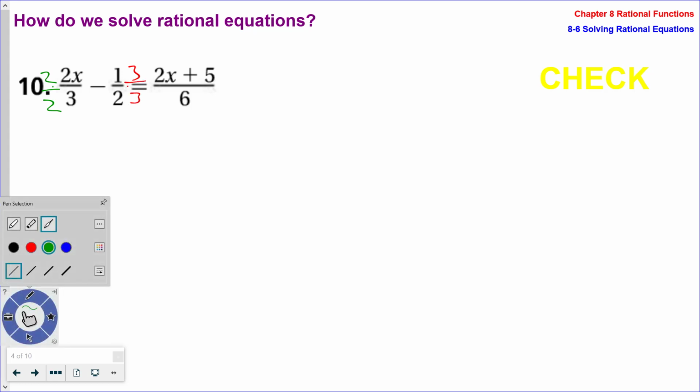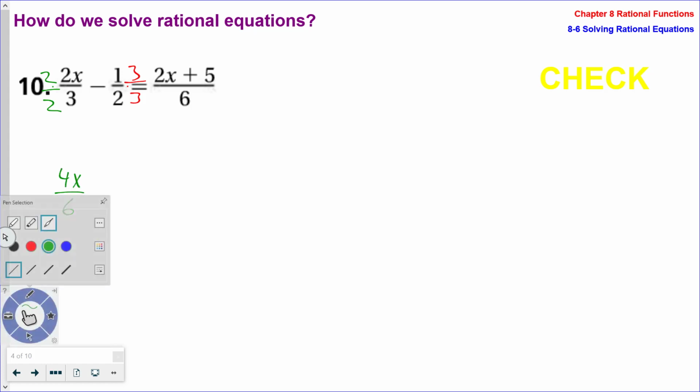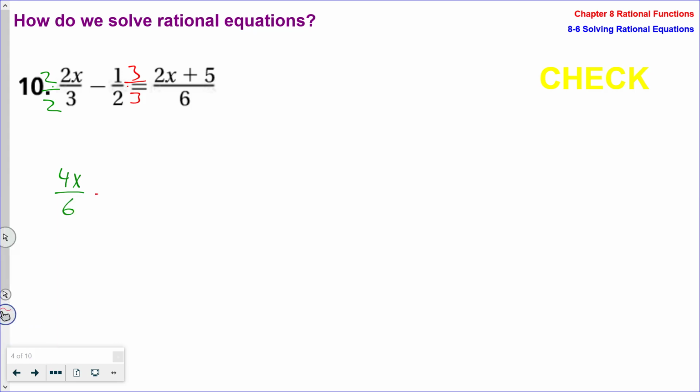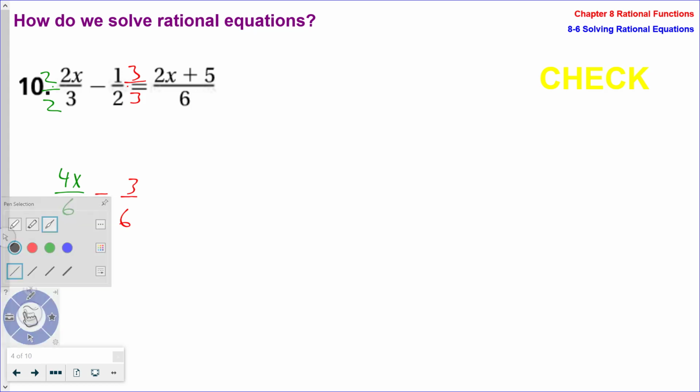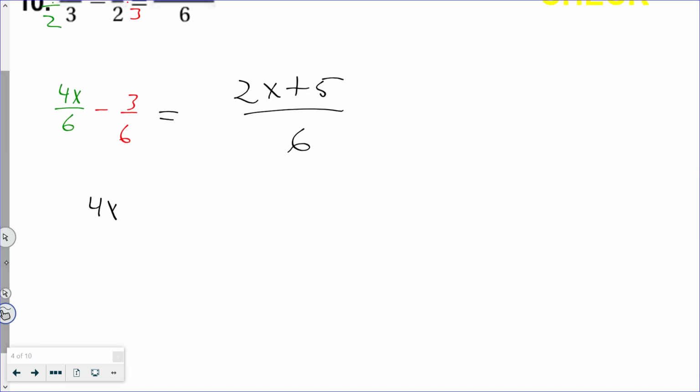So on the left side, the left expression, we get 4x over 6 minus 3 over 6. That equals 2x plus 5 over 6. 4x minus 3 is just 4x minus 3. So since we have the same denominator, we just subtract the numerators. 4x minus 3 over 6 equals 2x plus 5 over 6.